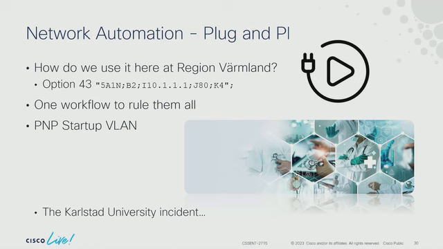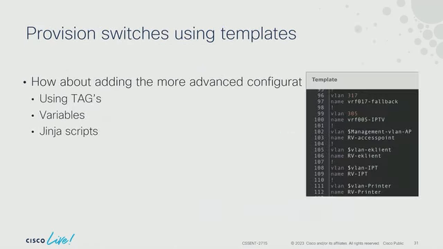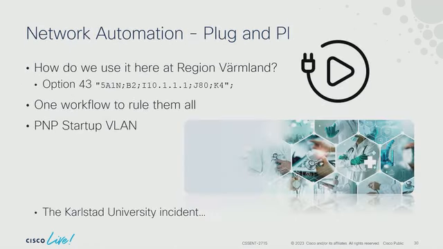So how do we use it here in Region Värmland? First of all, we use option 43 in our DHCP servers. I was trying out the plug and play function for like 1 year, and then I told my colleague to use it. It's really great. You get the license, you get the image, register the device to your smart account, and so on in one sweep. And my colleagues are trying out this function.